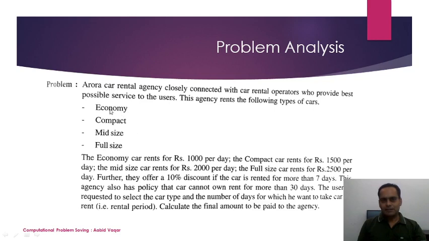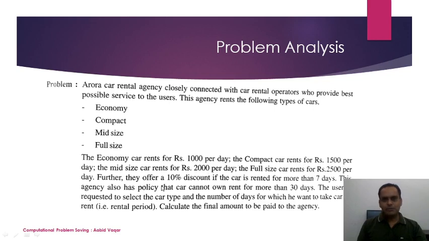So for the type of car, you actually have four types. You can classify them as E for economy, C for compact, M for mid-size, F for full-size. If you use the first characters of these categories and store them as the car category, it will be a variable capable of storing a letter out of E, C, M and F. So another data type is car type, which should be of type character. The first variable was rate of rent, which should be an integer number, because we have to deal with 1000, 1500, 2000 and 2500, etc.